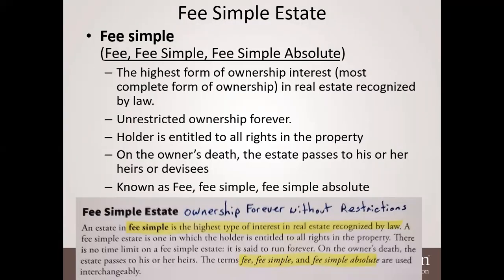So once again, fee simple absolute. Fee simple absolute is the highest form of ownership recognized by law. It's unrestricted ownership forever. The holder is entitled to all the rights in the property. On their death, they could dictate who gets the property after they die. They could pass it on to their heirs or devisees. It's known as fee simple absolute. Ownership forever without restrictions.